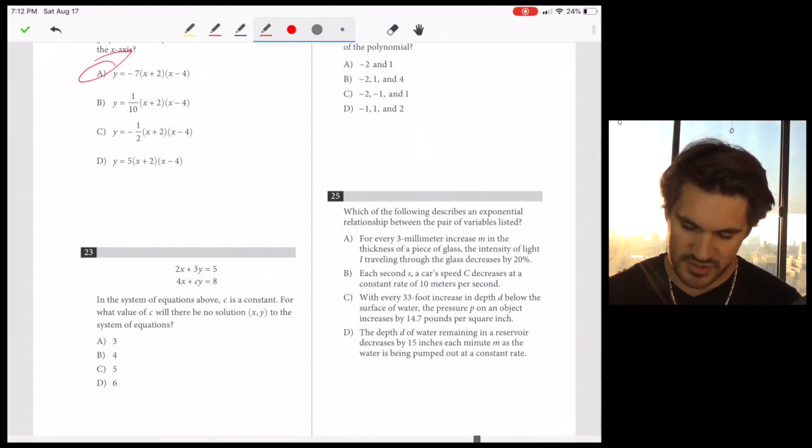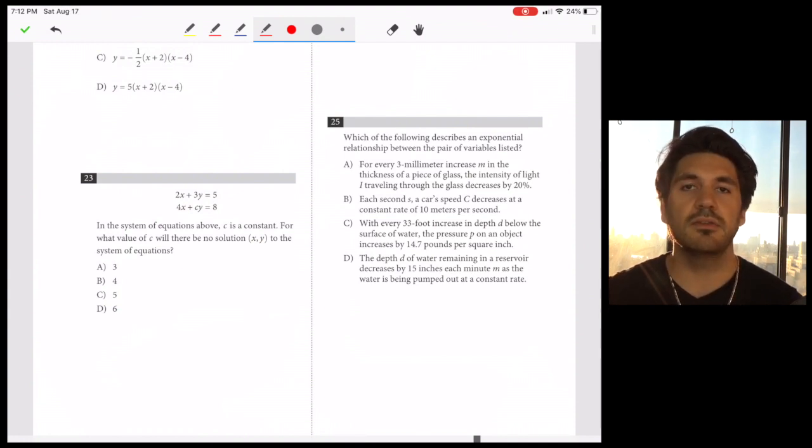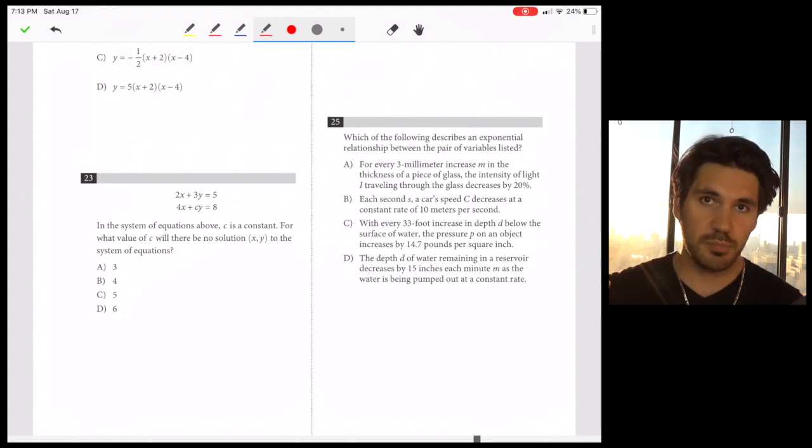23, in the system of equations above, c is a constant. For what value of c will there be no solution to the system of equations? So these problems often ask 2 things. They'll give you the information and they'll want a missing variable, and they'll tell you that there's either no solution or an infinite number of solutions. If there's an infinite number of solutions, that means the equations are the same, or one equation is a multiple of the other equation.